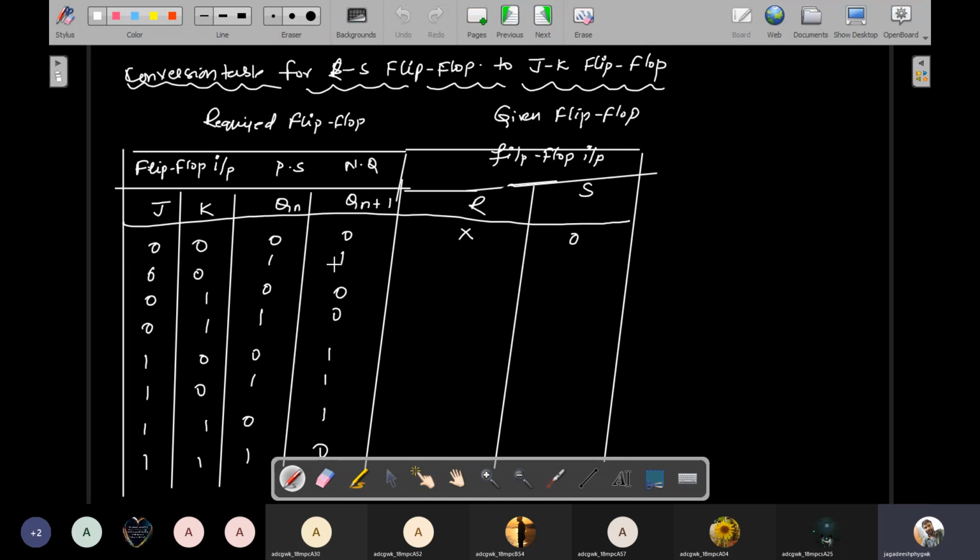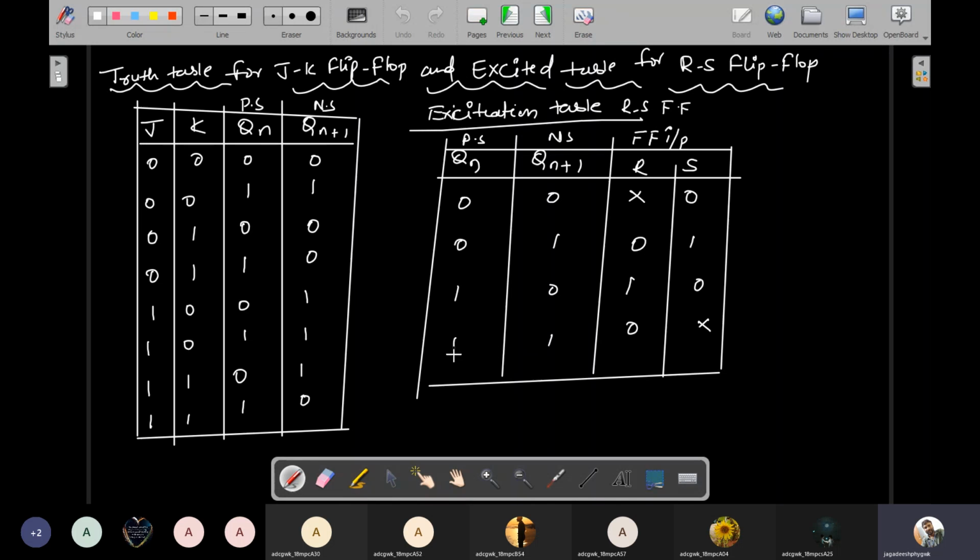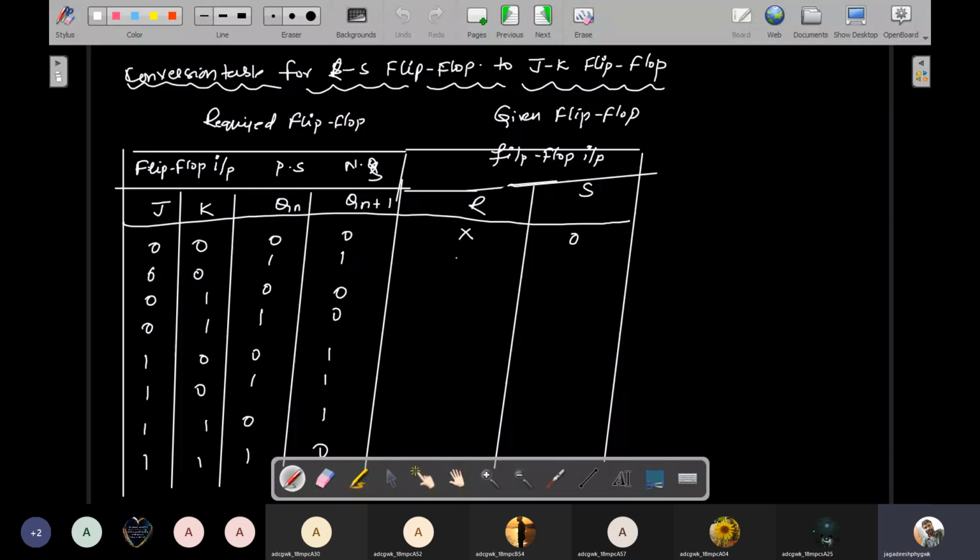So simply you substitute there. Right now Qn is 1 and Qn plus 1 is 1. The past state is 1 and the present state is also 1. That condition from the excitation table: these two are 1, therefore 0 don't care condition. So you will write 0 don't care. And what about both being 0? Once again you write don't care condition, and you will get 0 here.